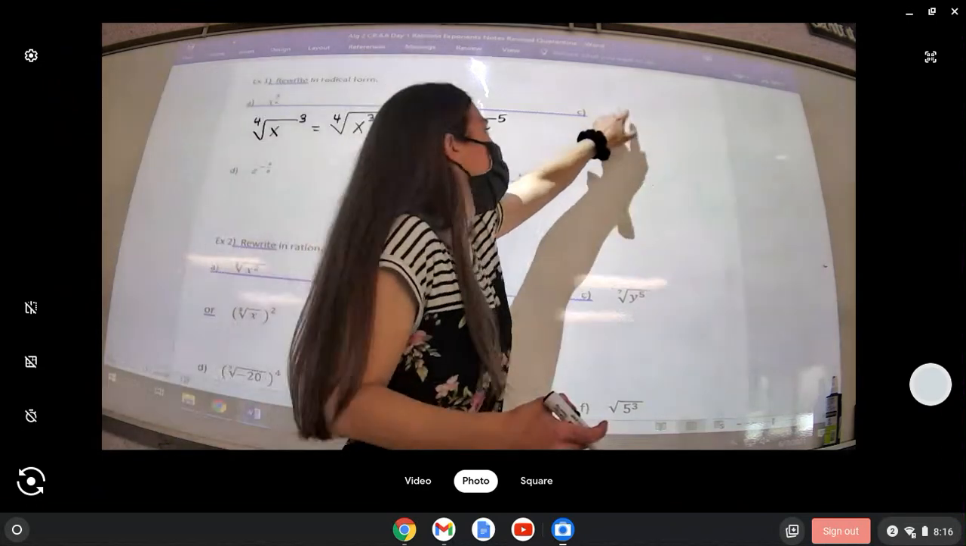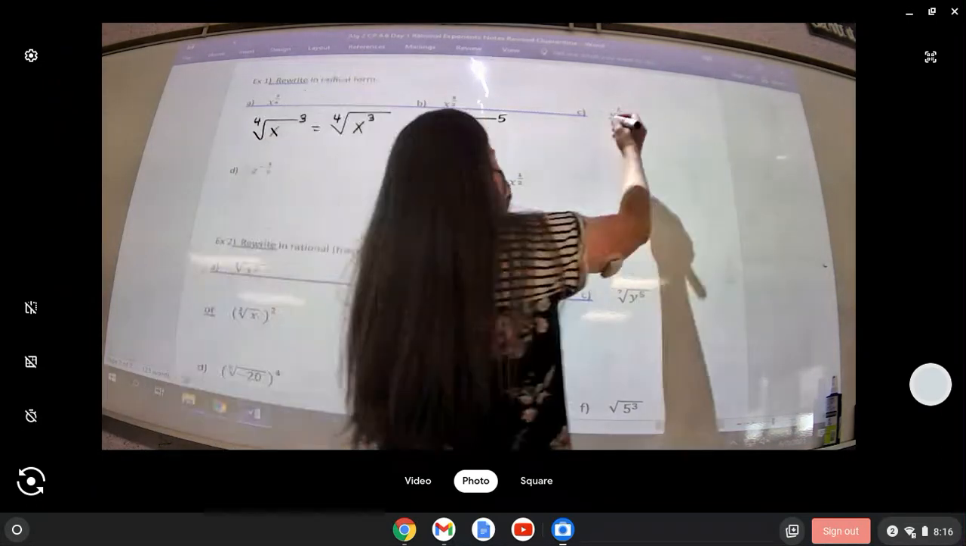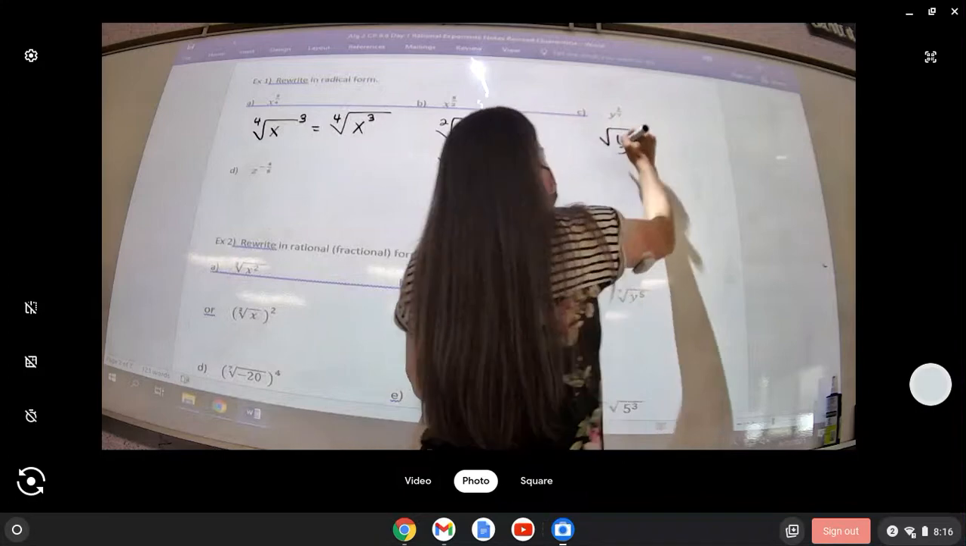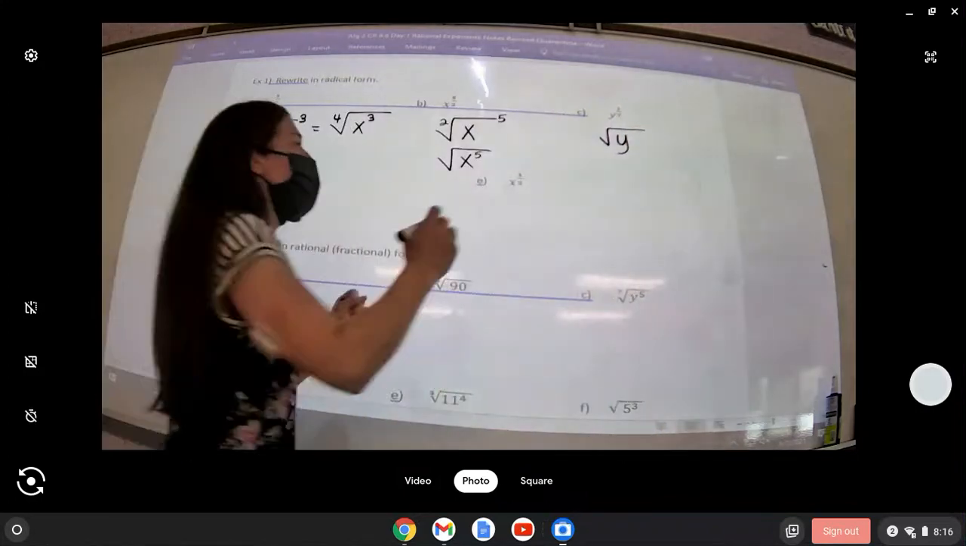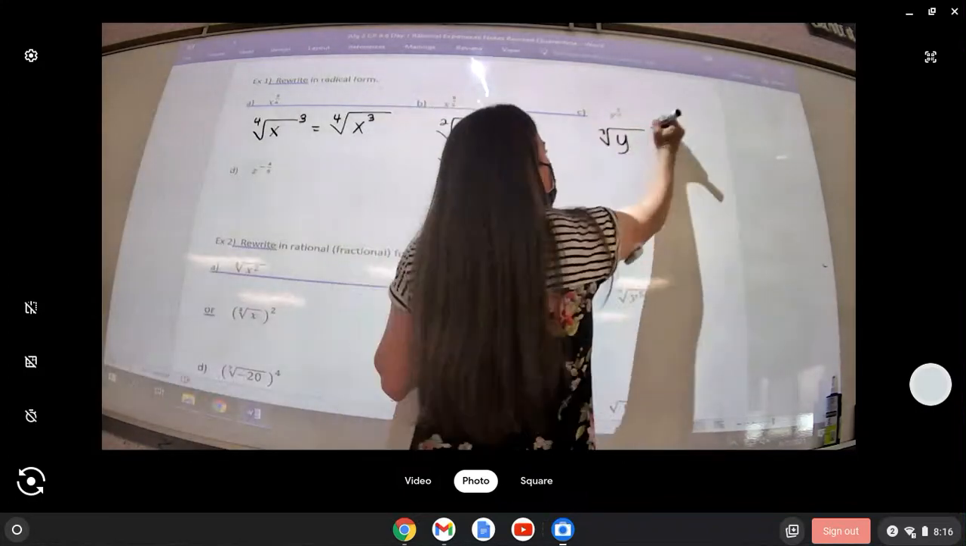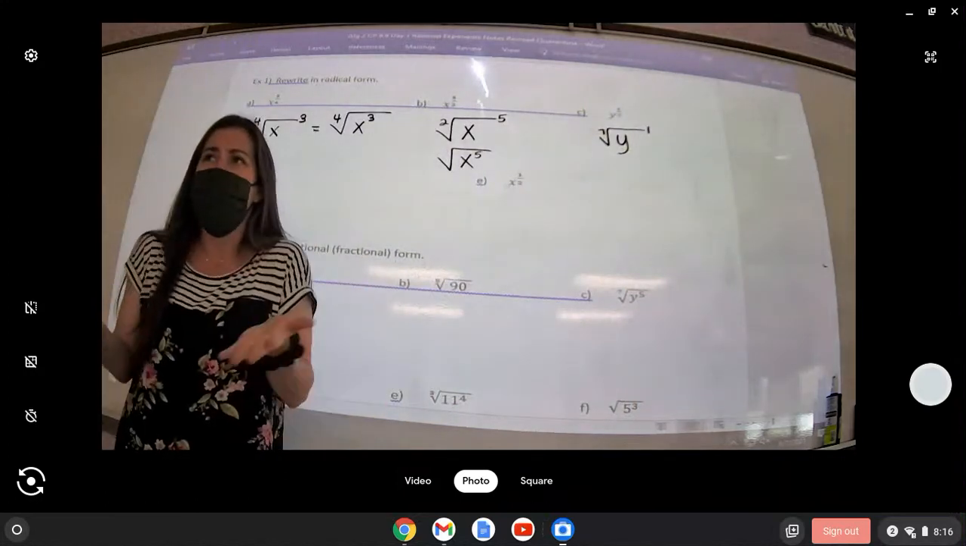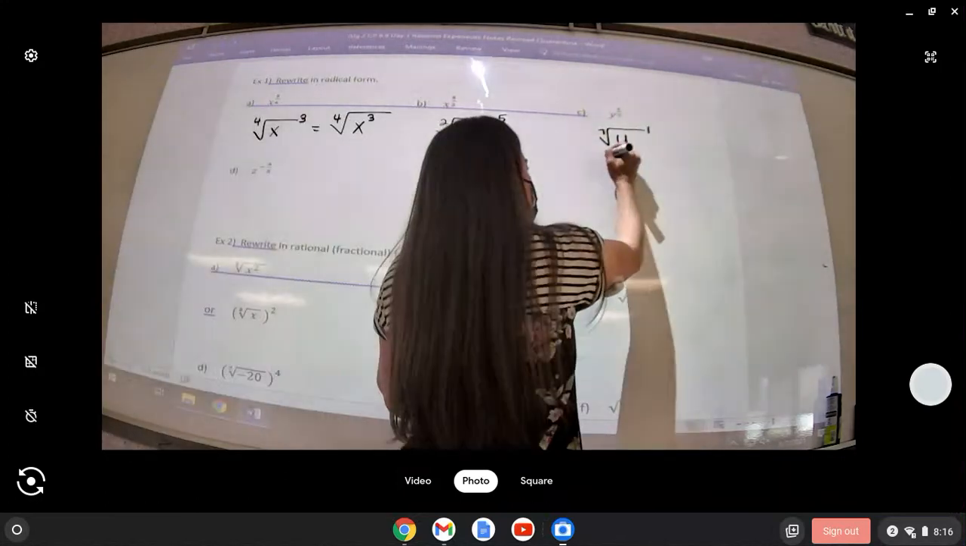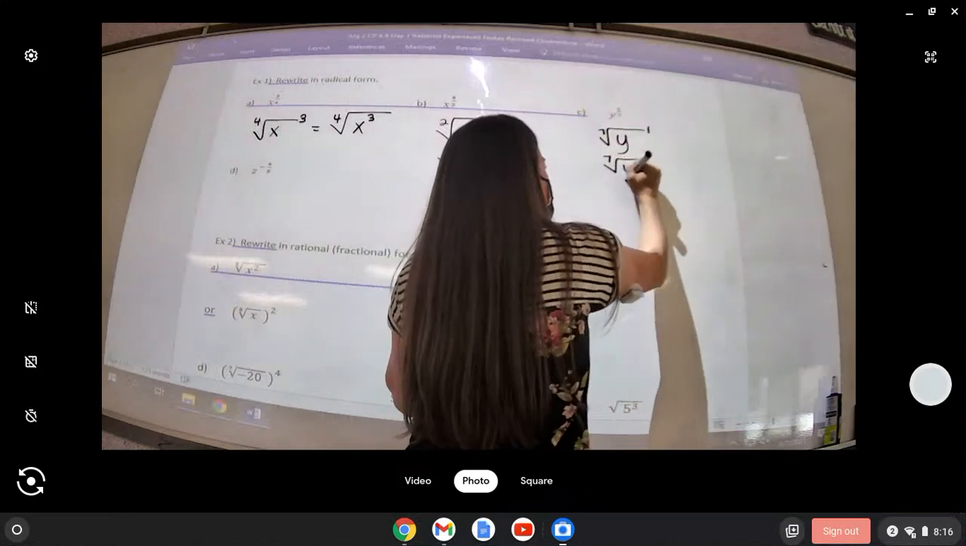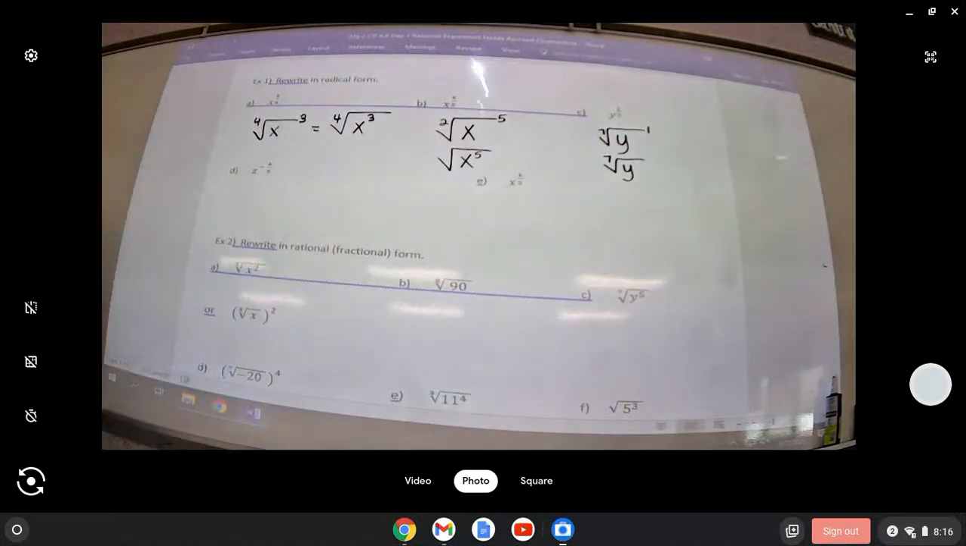All right, y to the 1/7 power, right? Throw y under a radical because that's who the exponent is on. It becomes the 7th root to a power of 1. But guys, do we have to write powers of 1? No. So they would literally just write this as the 7th root of y. They wouldn't put a power of 1 because it's assumed to be there.